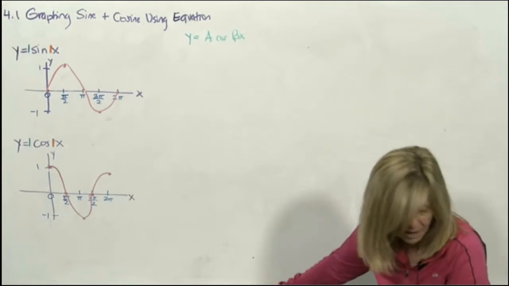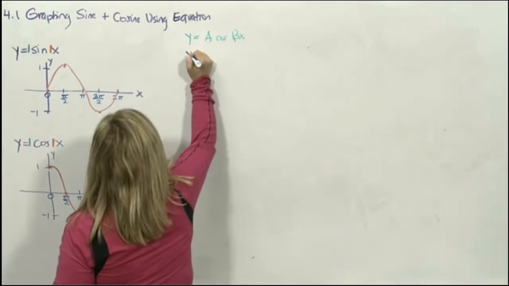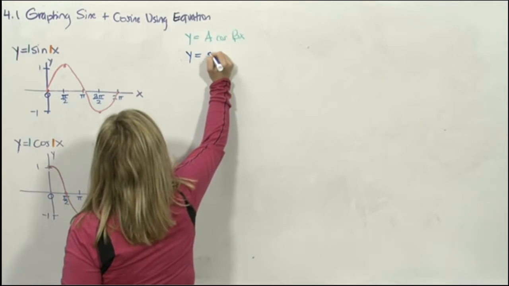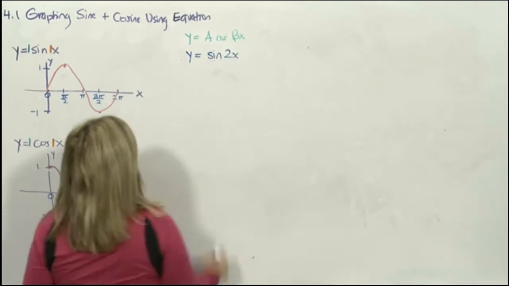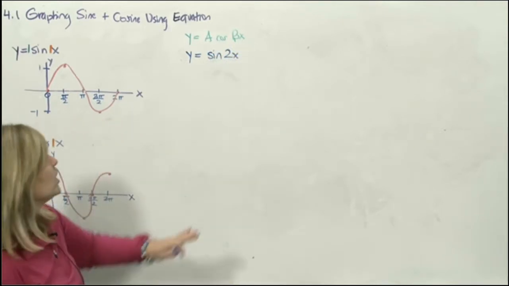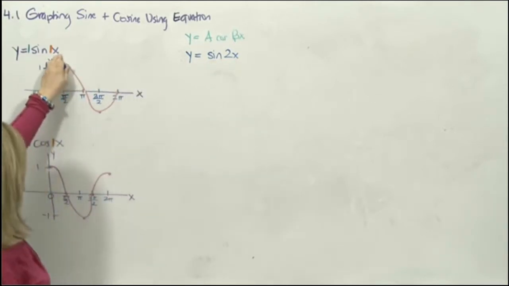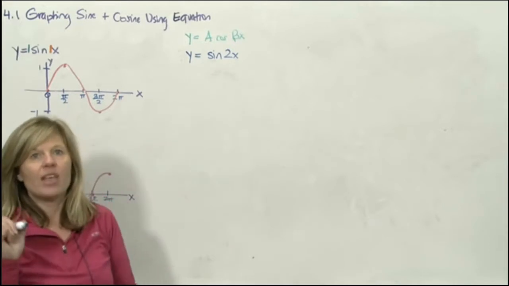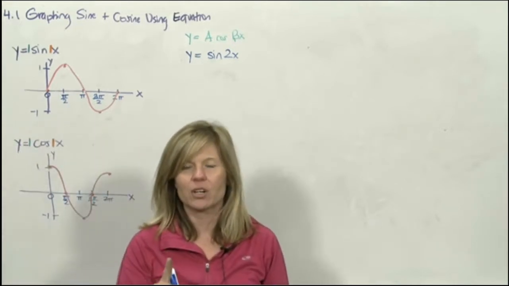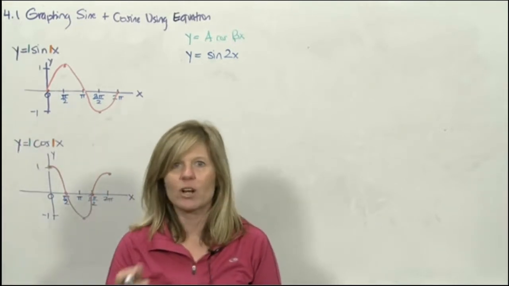C says graph y equals sine 2x. So again, we changed one number in this equation. It's not sine x, it's sine 2x. That one number affects what the graph's going to look like. It's going to make some kind of transformation.